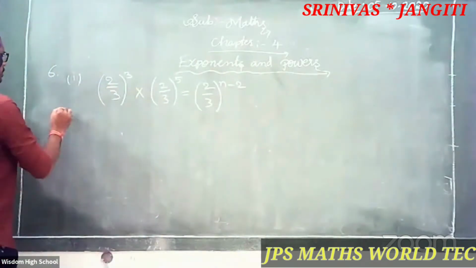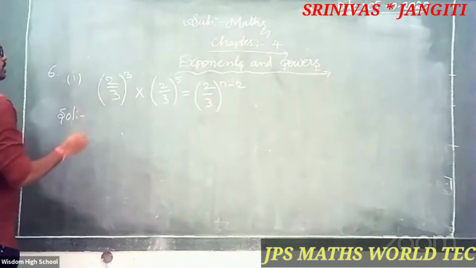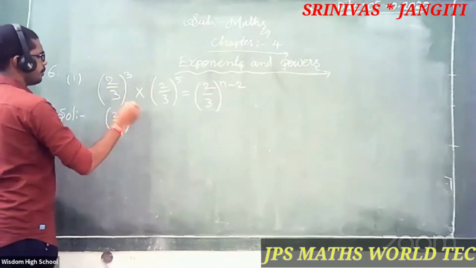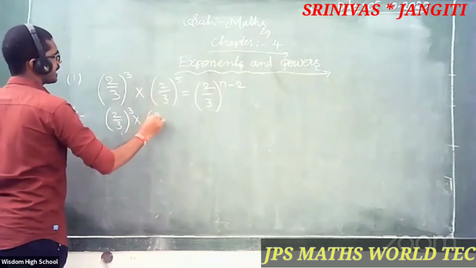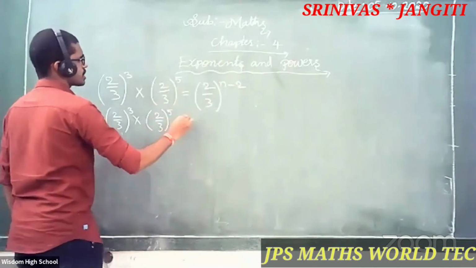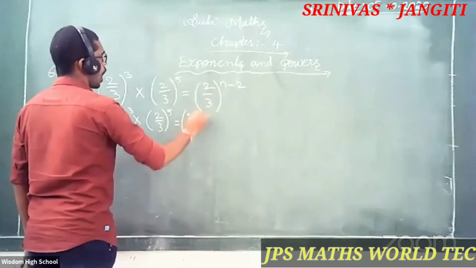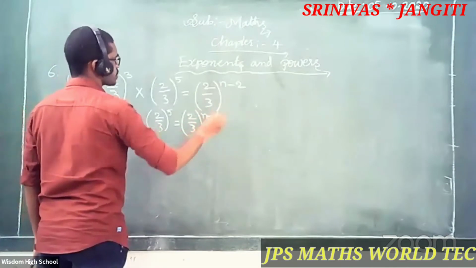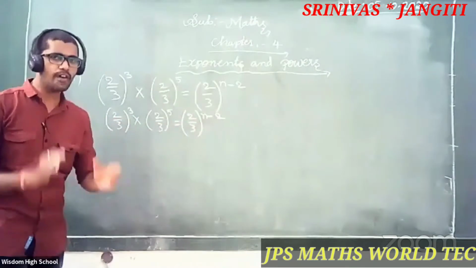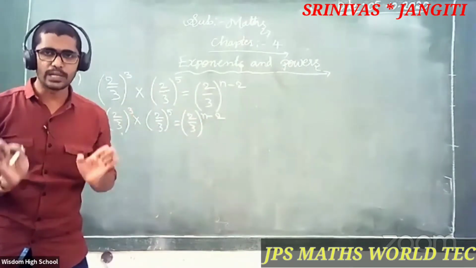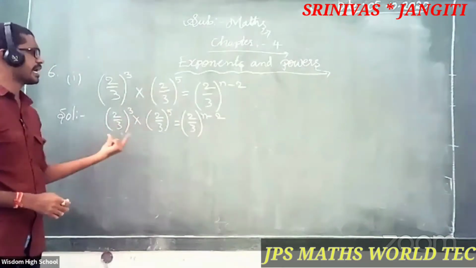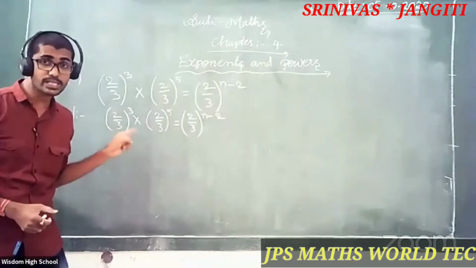What is the given? You will know already. The problem is what? Tell me. (2/3)^3 times (2/3)^5 is equal to (2/3)^(n minus 2) is given. So you find what is here? What is the value of n? So here observe this. It is looking like some law. Yes, very good.